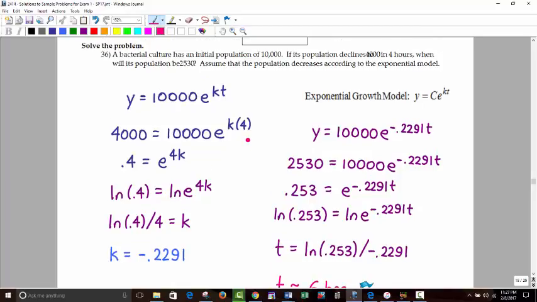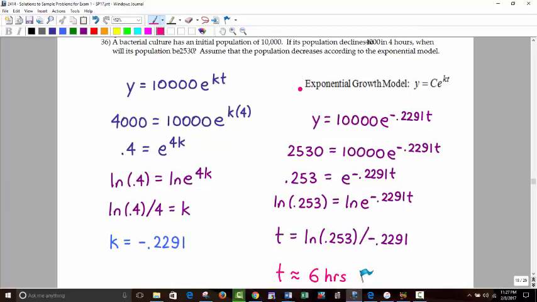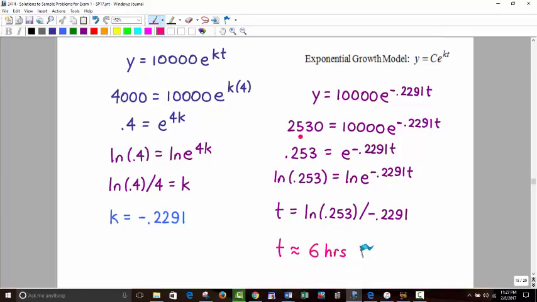So our growth model then, or technically this is a decay model, but negative growth, is y equals 10,000 e to the negative 0.2291t. So when will the population be 2530? We're solving for time. So I'll put 2530 on the left, and then I divide both sides by 10,000, which gives me 0.253 equals e to the negative 0.2291t.